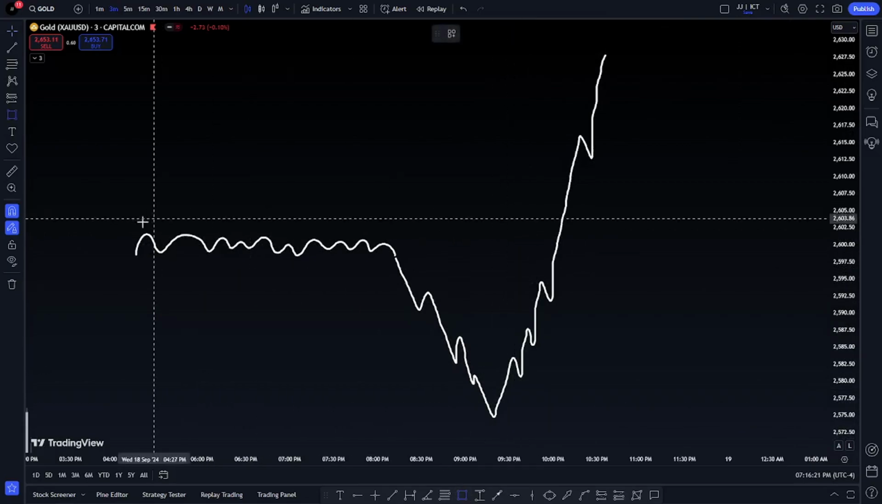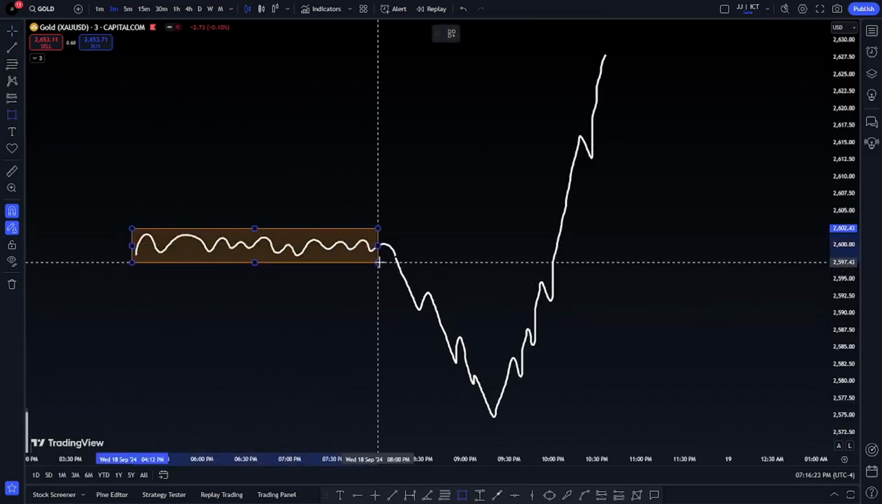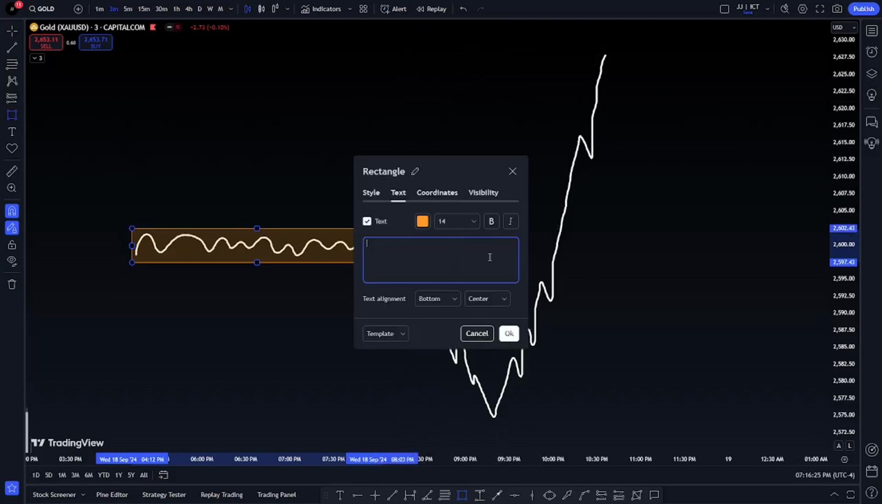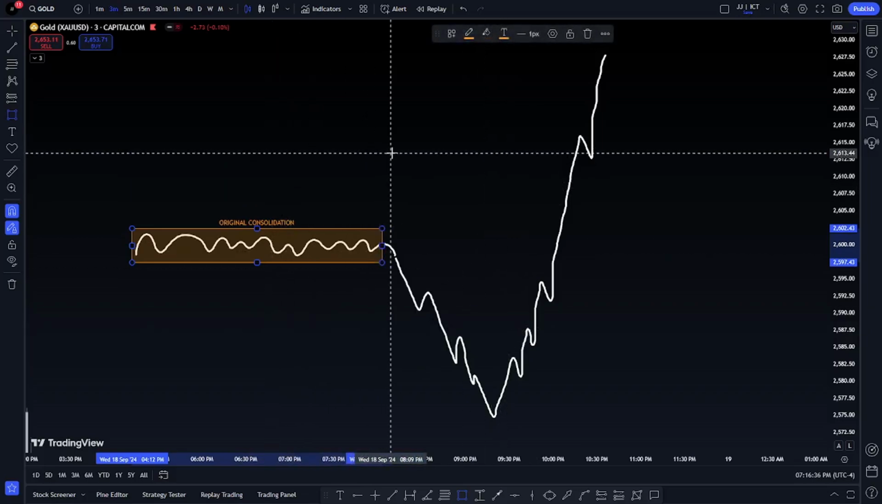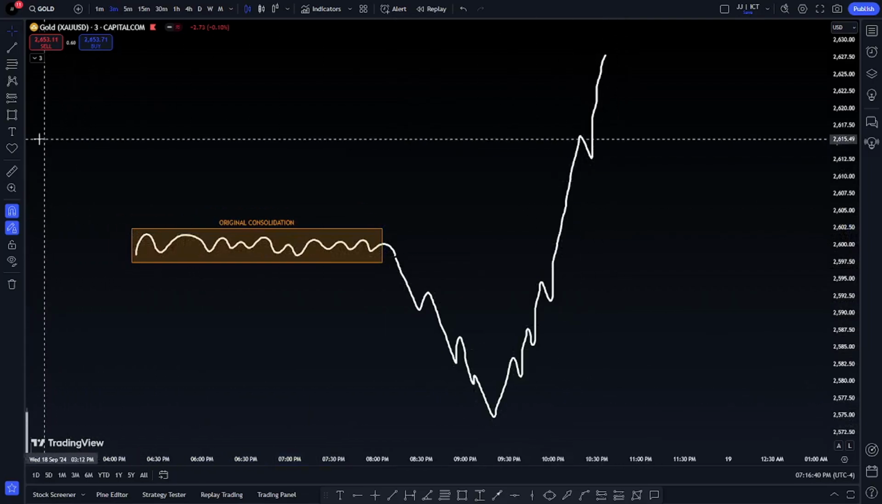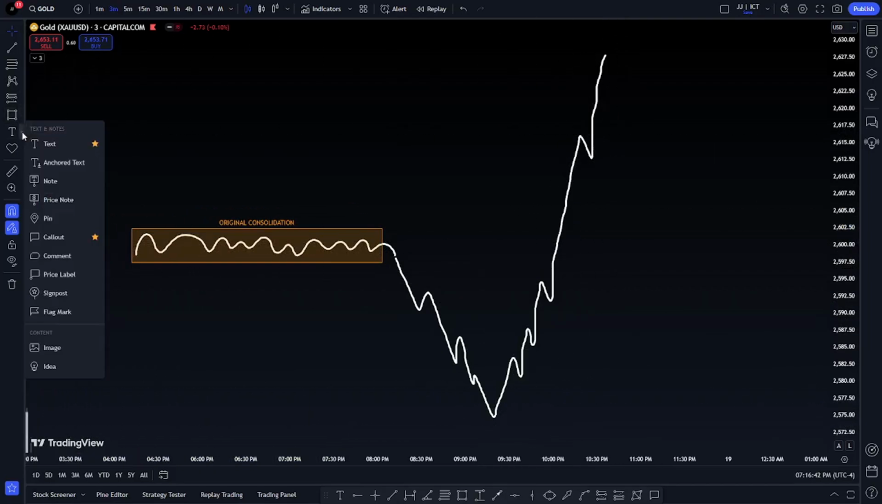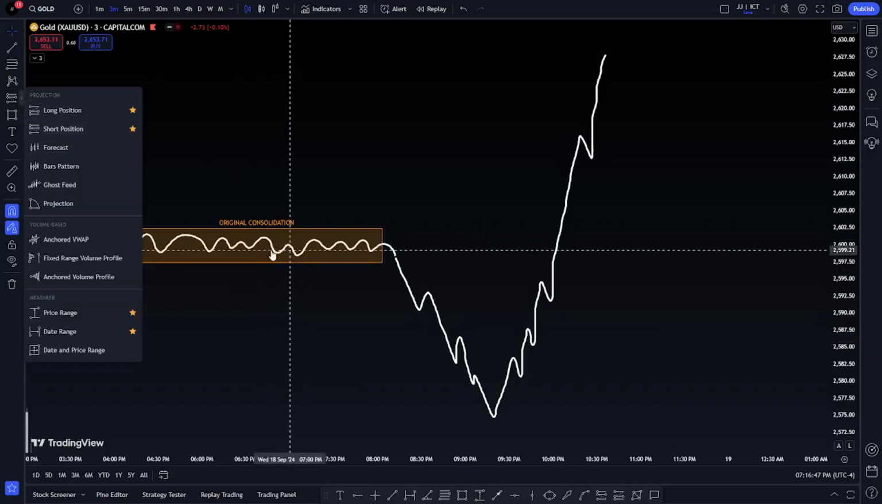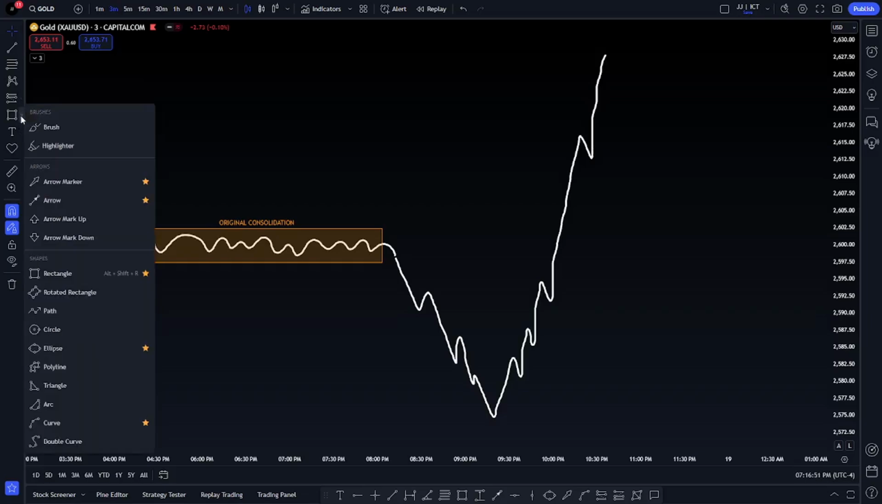Okay. So looking at this, let's go ahead and mark out what it looks like. So here you have the original consolidation. We'll mark this as the original consolidation. The reason we call this the original consolidation is because sometimes what price will do is come back and return to that. Literally, it'll come back down and return to this original consolidation to push price higher.